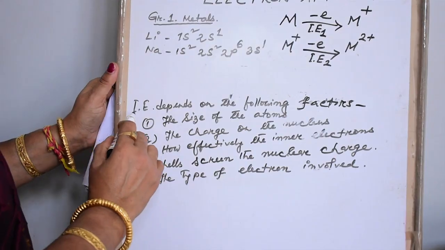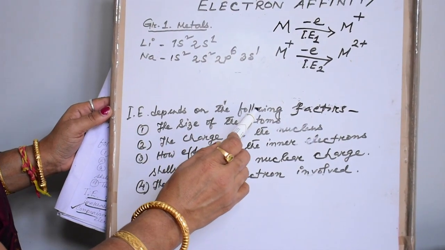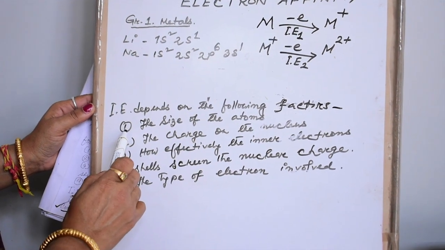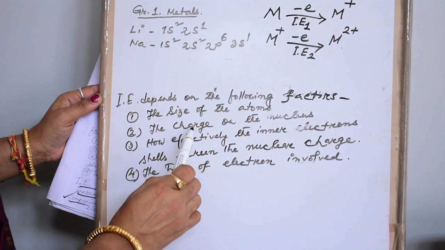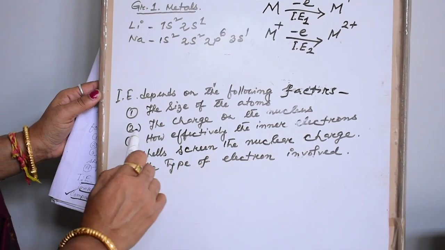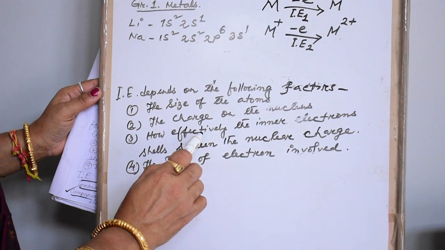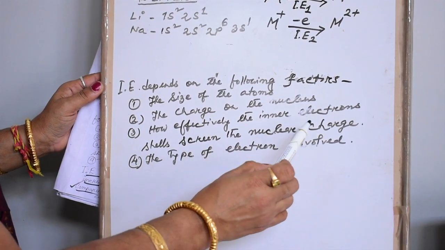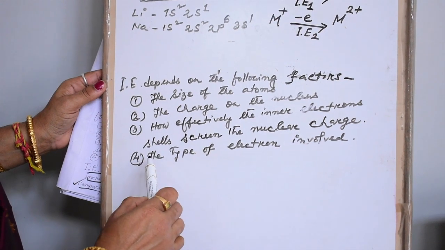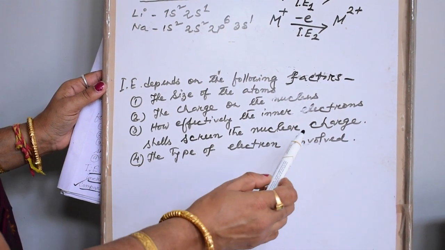Ionization energy depends on the following factors. Number 1, the size of the atoms. Number 2, the charge on the nucleus. Number 3, how effectively the inner electron shells screen the nuclear charge. Number 4, the type of electron involved.